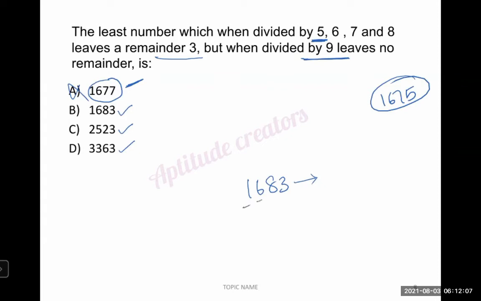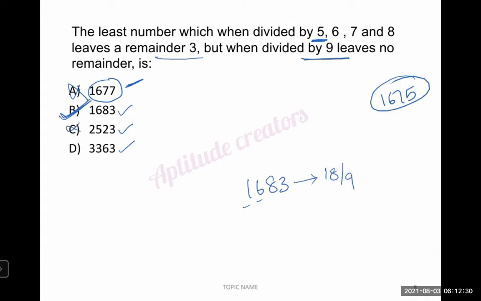Now this is about 7, 10, 18. Yes, 18 divided by 9. Yes, 18 is completely divisible by 9. Yes, can I fix my answer as option B? Answer is option B, because it is satisfying both 5 and 9.